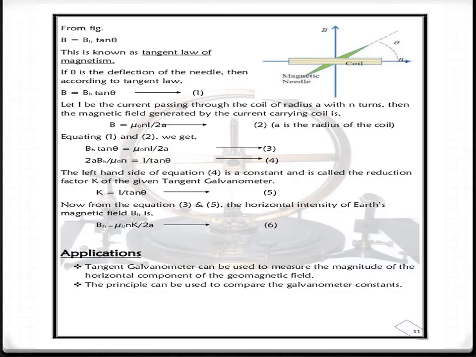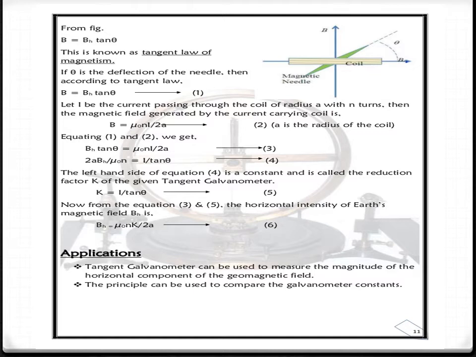So what is the tangent law? From the tangent law, B equal to BH tan theta. That is equation 1. When an electric current is passed through a circular coil of radius r having n turns, the magnitude of the magnetic field at the center is B equal to mu naught n I by 2r. That is equation 2.